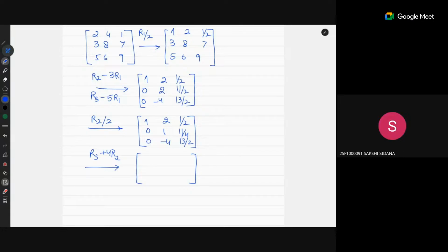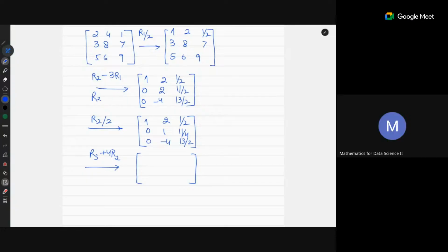3 minus 3. No, no, sir. You do row 2 minus 3 R1, and simultaneously you are doing row 3 minus 5 R1. No, this is fine because I'm not changing. I cannot do this operation.